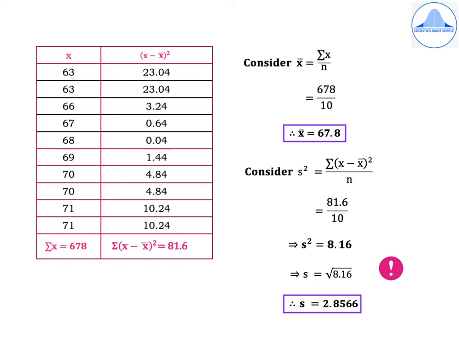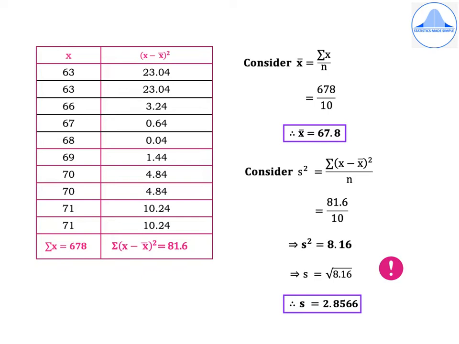So the remaining x minus x bar the whole square values are 23.04, 3.24, 0.64, 0.04, 1.44, 4.84 is repeated twice, and 10.24 is repeated twice. The next step is to calculate summation x minus x bar the whole square, which is 81.6.